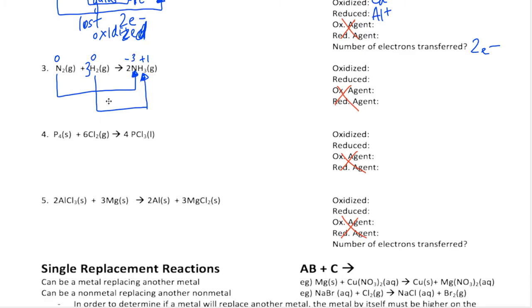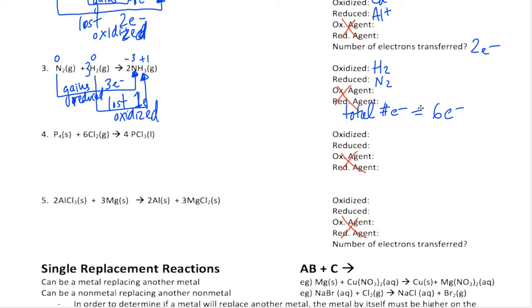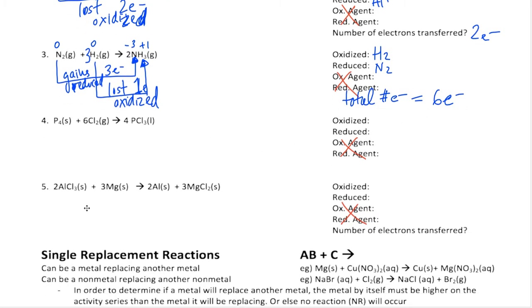So what happened to the hydrogen? It lost 1 electron, so therefore it's oxidized, like that. The nitrogen gains. It gains 3 electrons, so it is reduced. And therefore, the oxidized is the H2 gas, the reduced is the N2 gas, and the total number of electrons transferred, well, there's 6 hydrogens, so the total number of electrons equals 6 electrons, because 6 hydrogens, 1 electron each. All right, that's about enough of that.